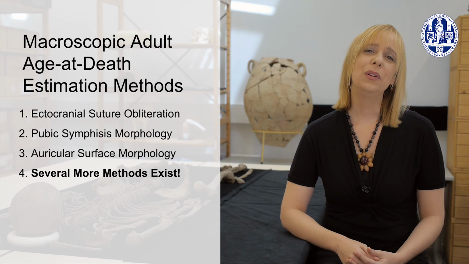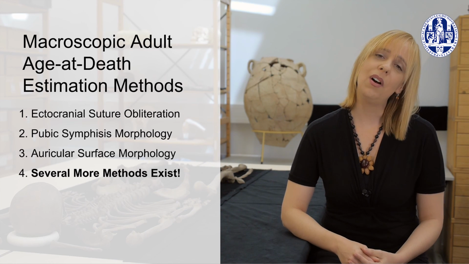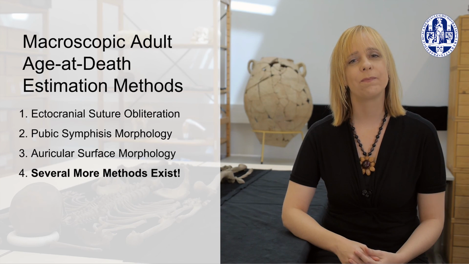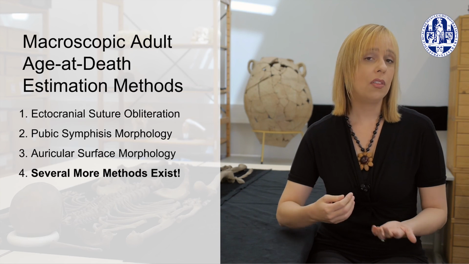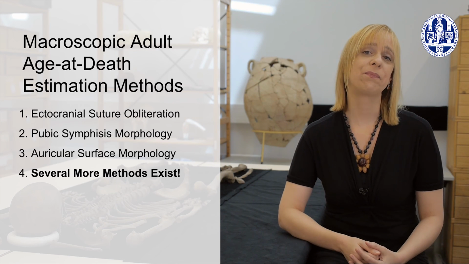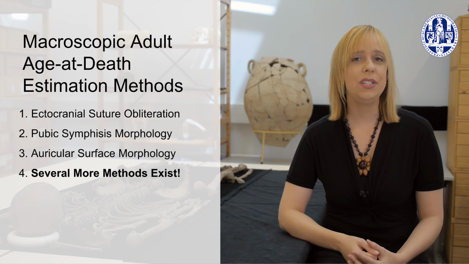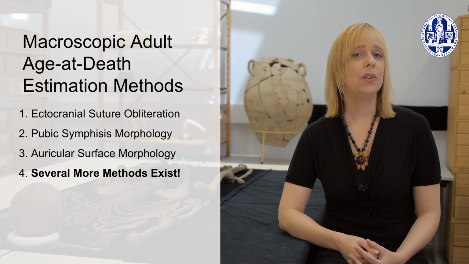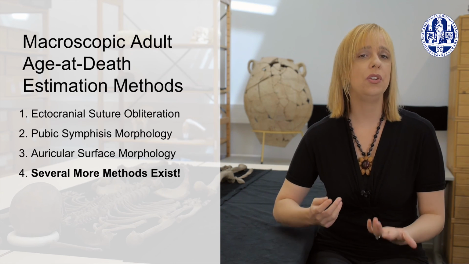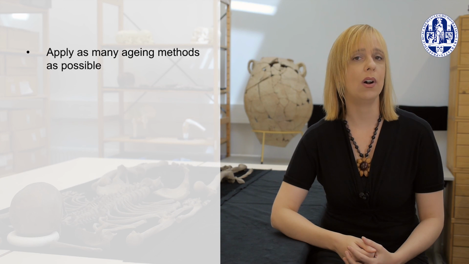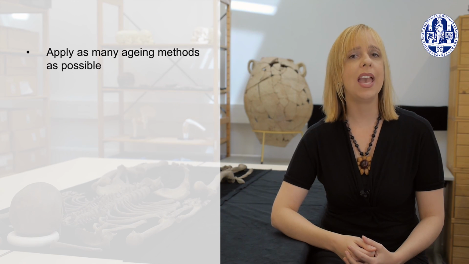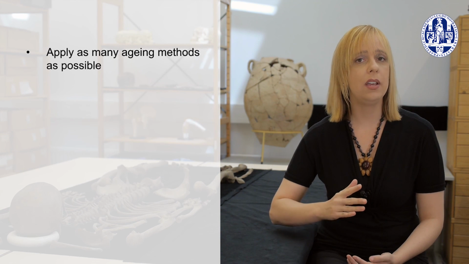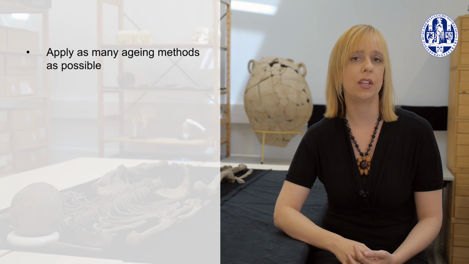In this video, you learned about 3 common methods that human osteoarchaeologists use to estimate the age at death of adults. Note there are several other methods not covered in this video. You've seen why we have to use quite broad age categories. It is important to note that whenever possible, one should apply as many aging methods as possible to try and improve the accuracy and precision of your estimate. Put the most reliance on the method or methods with the best proven accuracy.